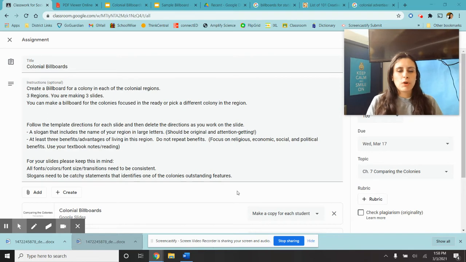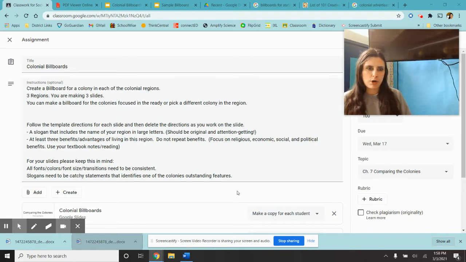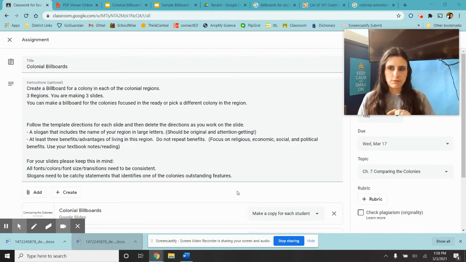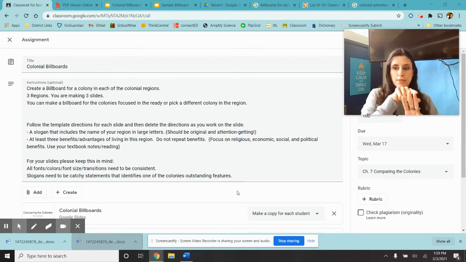So, what you are going to do is make a billboard for a colony in each of the colonial regions, right? So, there were 3 regions. We had New England, Middle, and Southern. You're going to pick a colony from each of those regions.